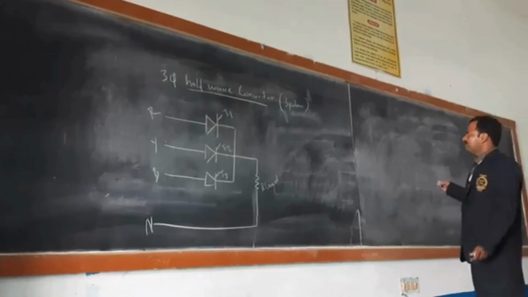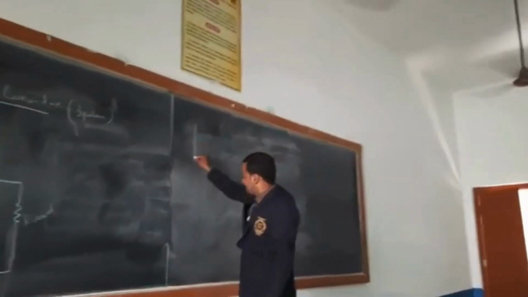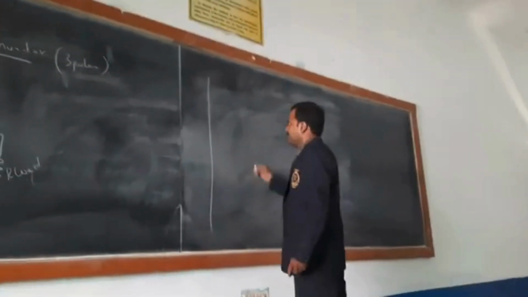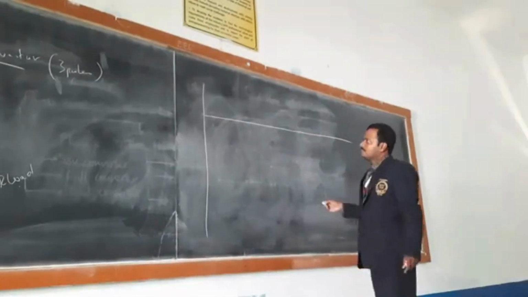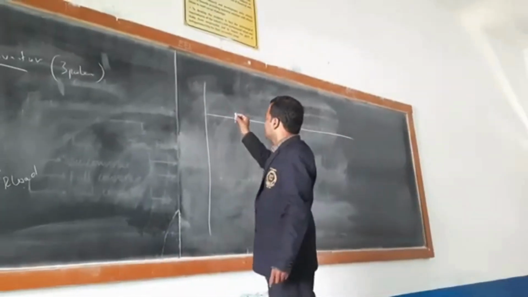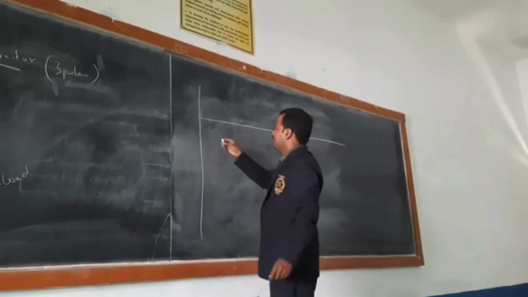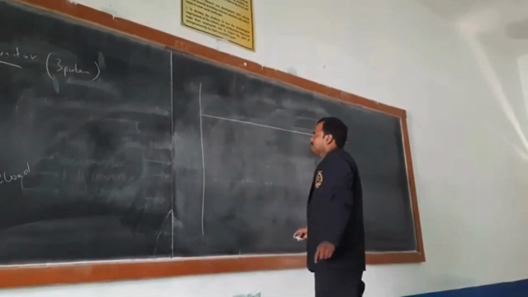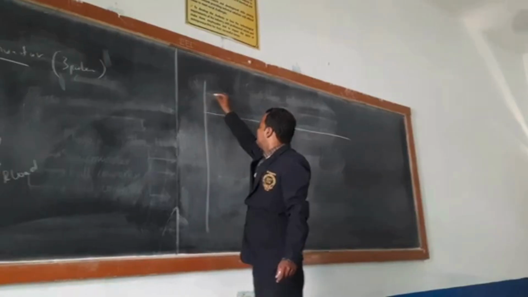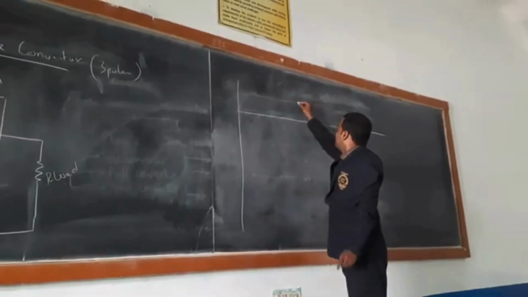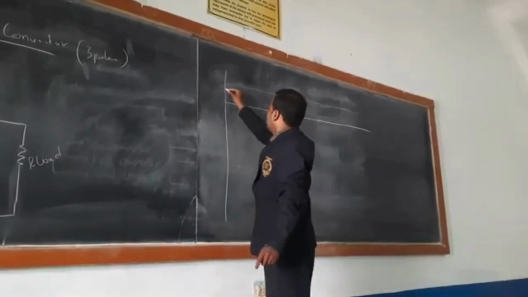We are going to see the 3-phase waveform. First we need to draw the supply waveform, the 3-phase supply waveform. For drawing the 3-phase supply waveform, we are going to take the reference axis, X and Y axis. On the X axis, we have the reference. Above the reference, we need to draw the 2 reference lines.